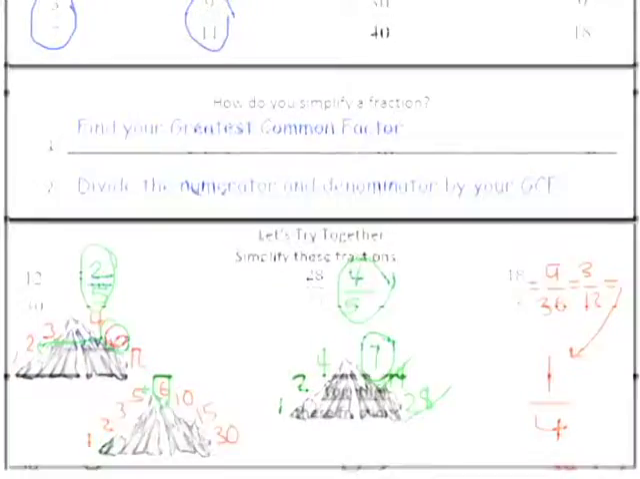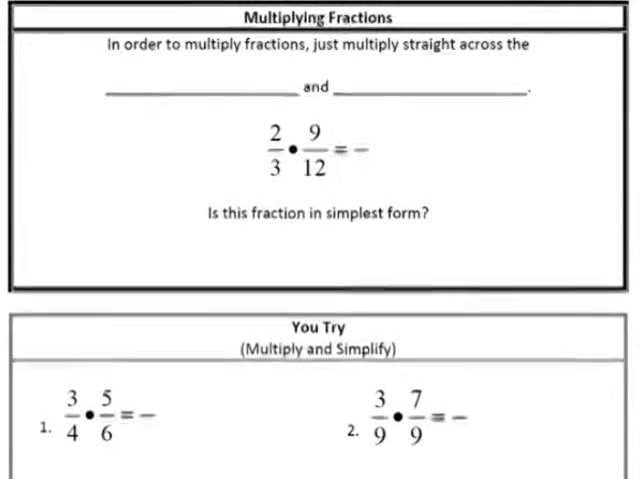Multiplying fractions. We talked about this a little bit yesterday, so I'm going to go through it quick. Just multiply straight across, multiplying your numerators and your denominators.